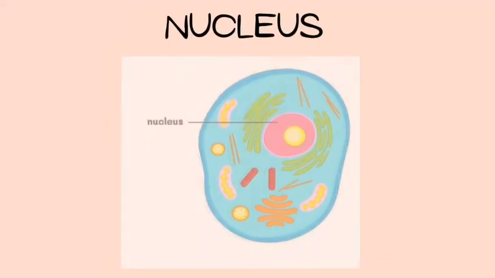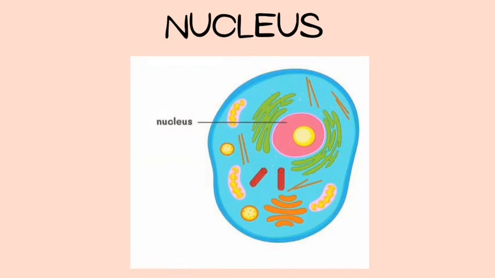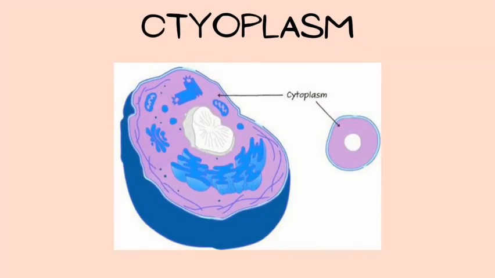Nucleus. The nucleus houses deoxyribonucleic acid, or DNA for short, which is the hereditary material that carries genetic instructions in all living things. It also houses various proteins, and the nucleus is considered the brain of the cell because it directs all the activities of the cell. Cytoplasm. The cytoplasm is where all the organelles are located and has a jelly-like fluid. It is the material between the cell membrane and the nucleus.